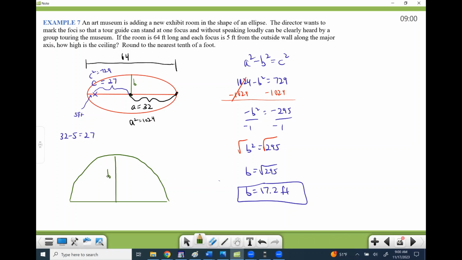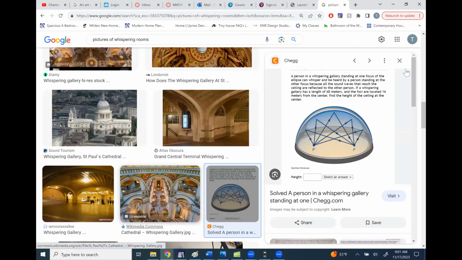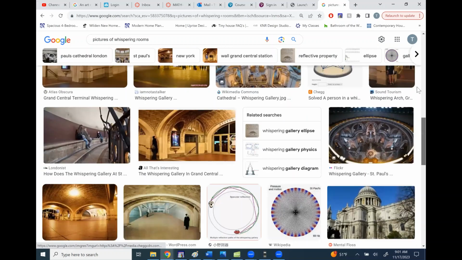If the whispering room was designed in the following way, where it's kind of a normal room, but then they decide to add the half of the ellipse onto that, then the B would be here. Boy, this is the worst drawing ever, but hopefully you get the idea. Then the height of the ceiling would be B plus whatever this height is. And I've seen lots of whispering rooms that way. In fact, most of the ones that I Googled look like that.